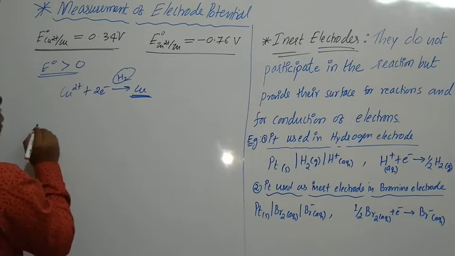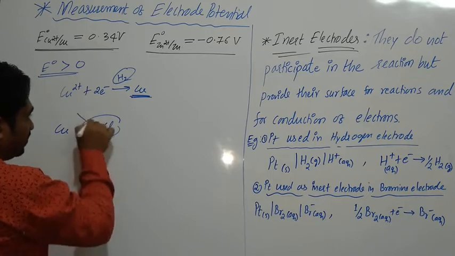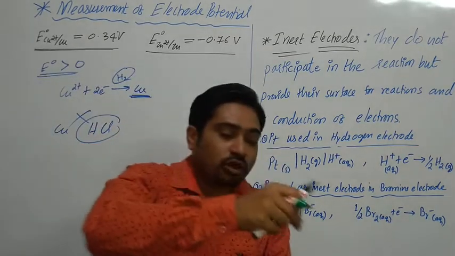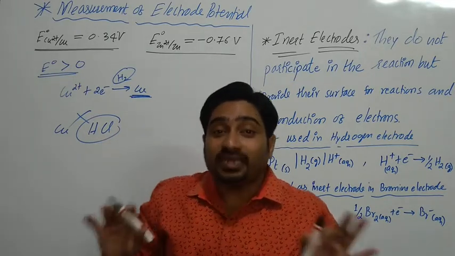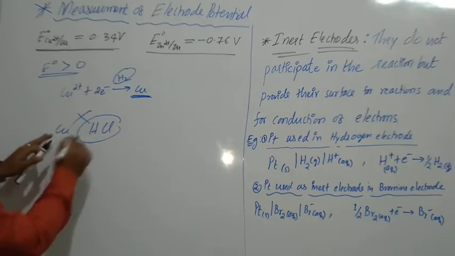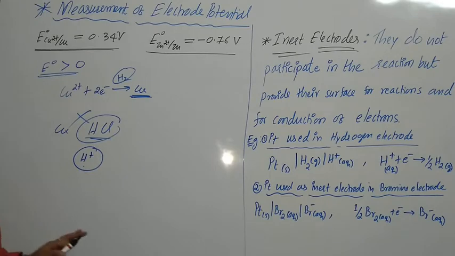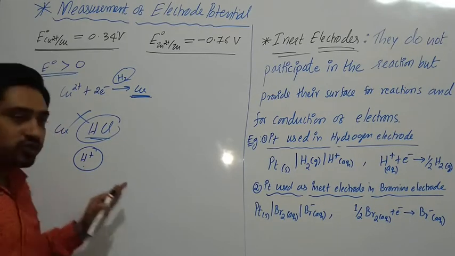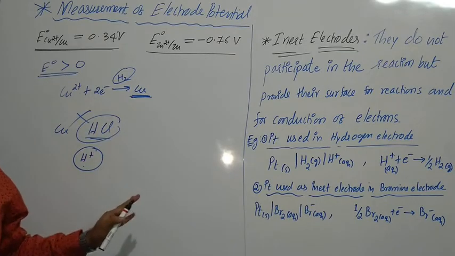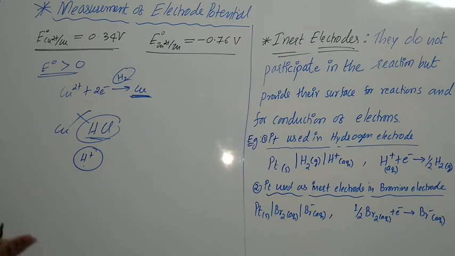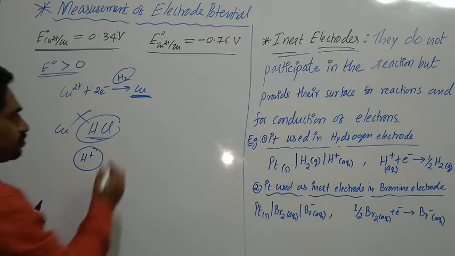Because of that reason, copper does not dissolve in HCl. If I put a copper strip in HCl, the copper does not dissolve. Why? Because the HCl solution contains H+ ions, and these H+ ions cannot oxidize copper. Copper is reduced by H+ ions, but it cannot be oxidized by H+ ions. Because of this reason, copper does not dissolve in HCl.